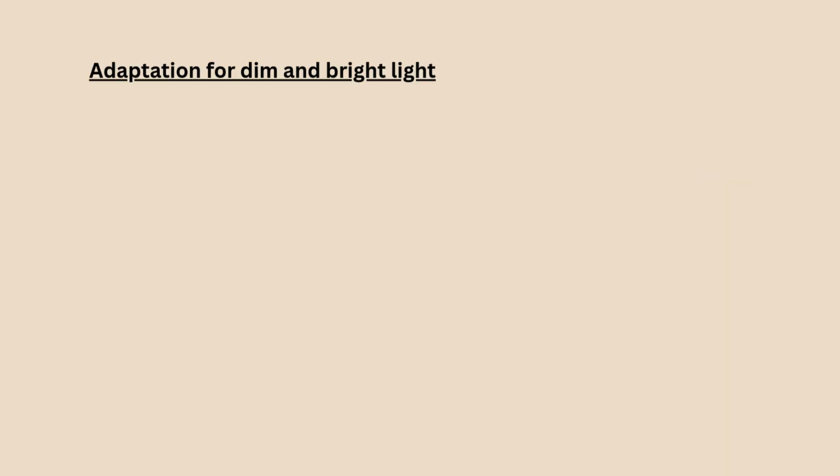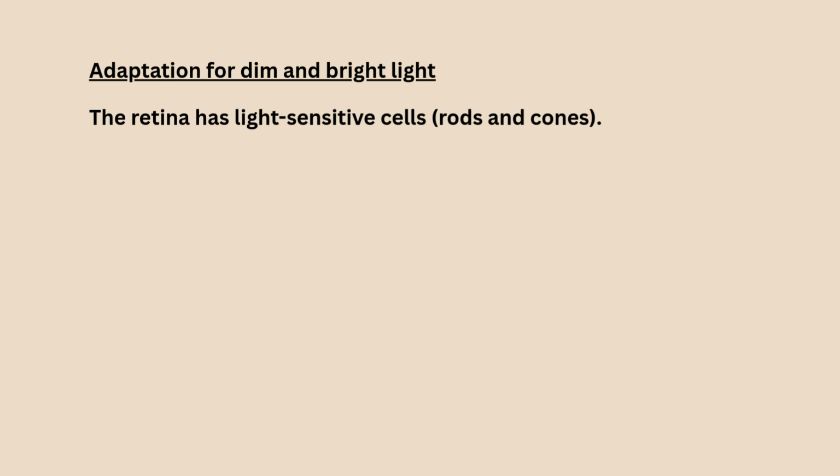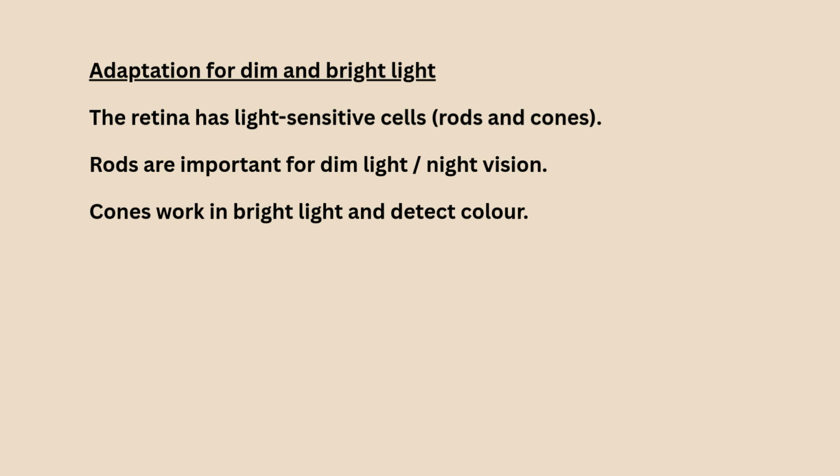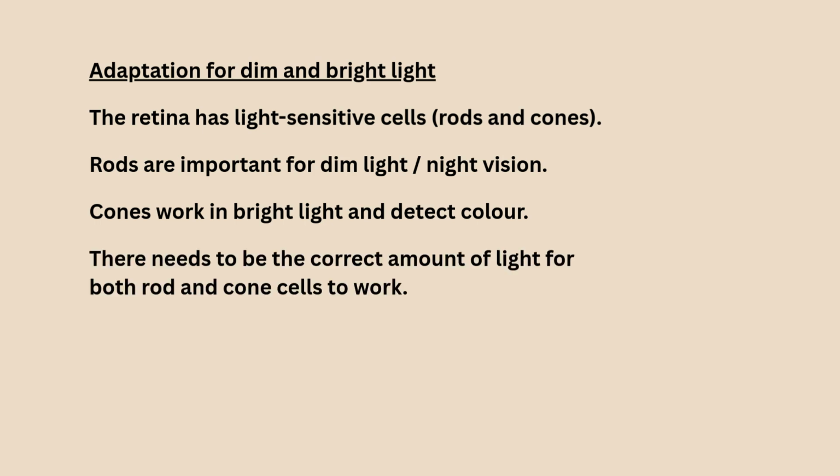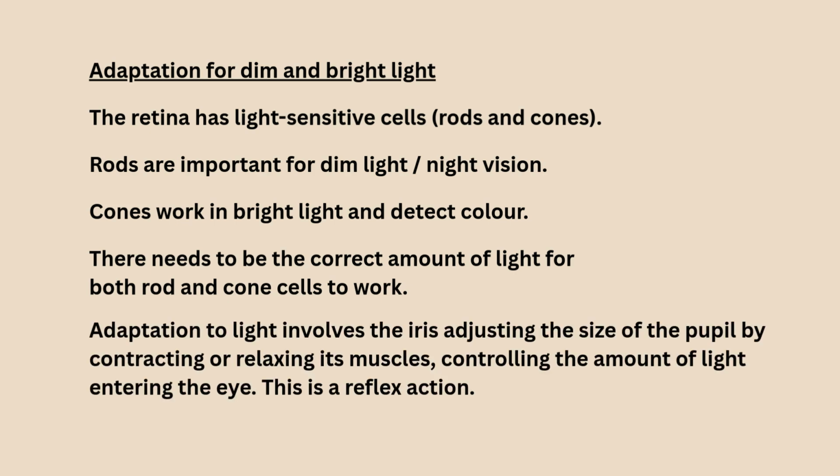Adaptation for dim and bright light. The retina has light-sensitive cells, which are rods and cones. Rods are important for dim light or for night vision. Cones work in bright light and can detect colour. There needs to be the correct amount of light for both rod and cone cells to work.